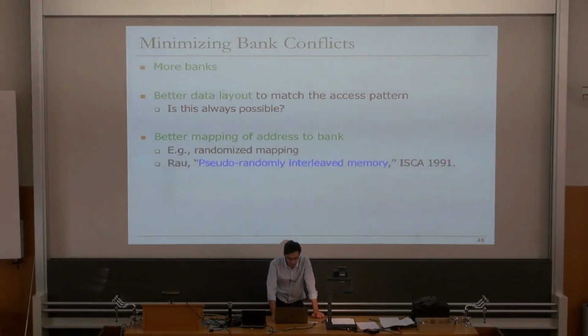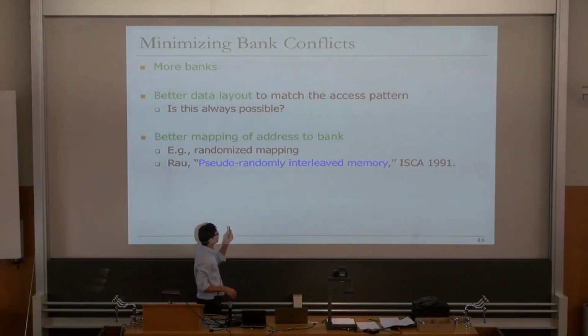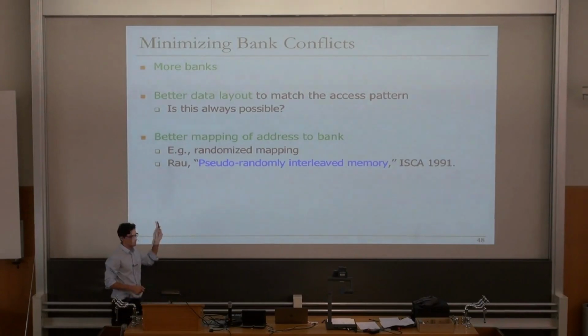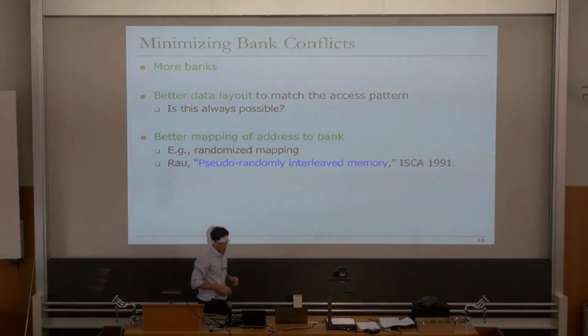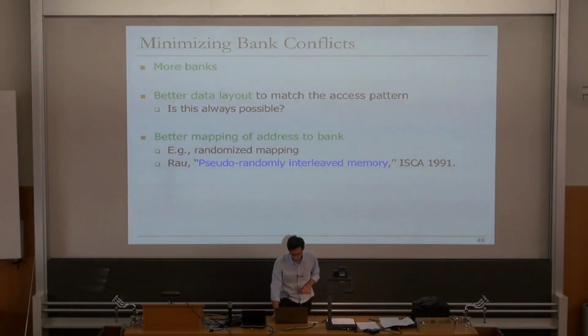The randomized mappings essentially use some kind of hash function in order to find the bank where we are going to store one specific address, and in this way we randomize the memory accesses, and it's a way of minimizing the probability of bank conflicts. An important reference here, I think that Professor Mutlu already mentioned this work last week, is Rau's pseudo-randomly interleaved memory in ISCA 1991. So that's a very interesting paper to take a look at.